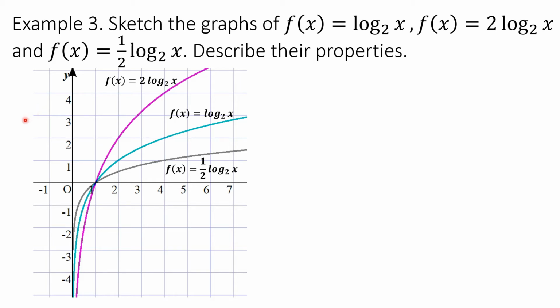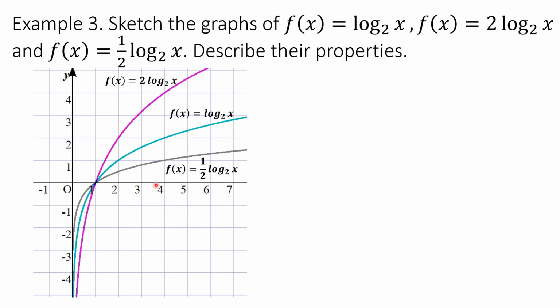These are the graphs of the functions in example 3. The blue curve is familiar to us already because we've been talking about f of x equals logarithm of x to the base 2 from example 1 and example 2 also. And then when we double the value of each of the logarithm, or when we make the value of a 2, this is how the graph will look like, the purple curve.